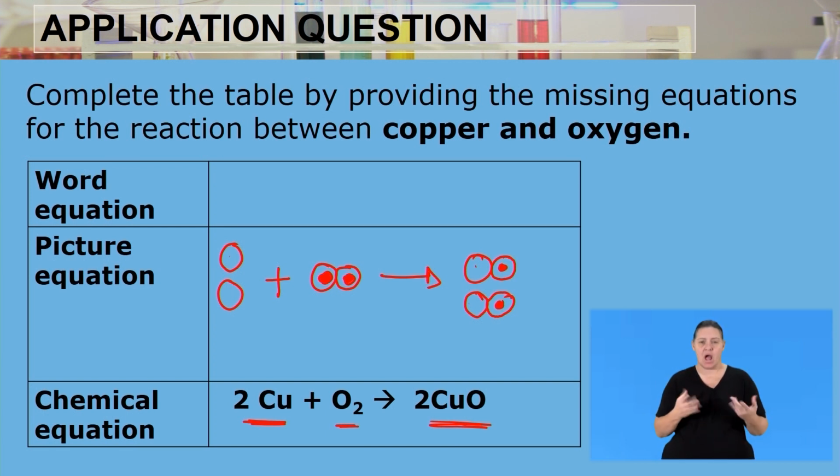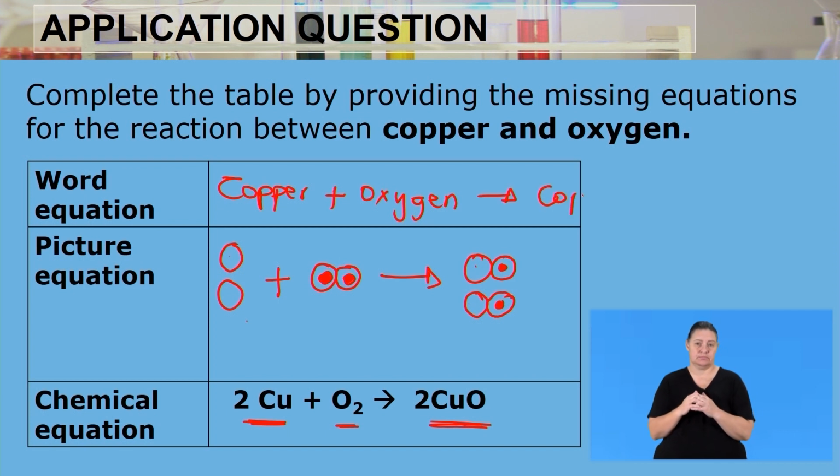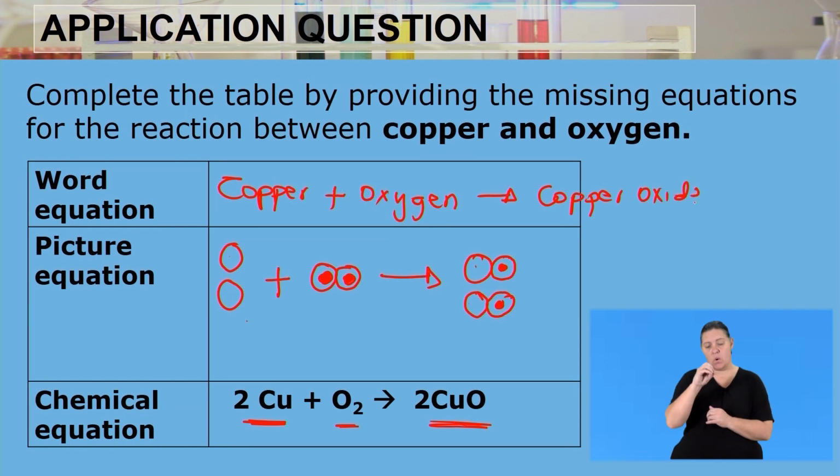So now, how do we then write it as a word equation? We are saying copper must react with oxygen to form copper oxide. There we go.